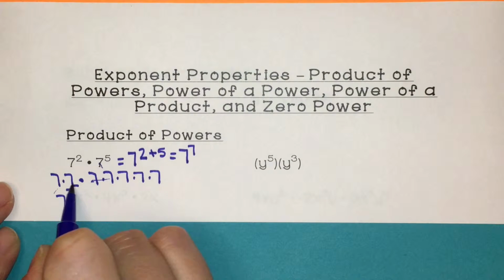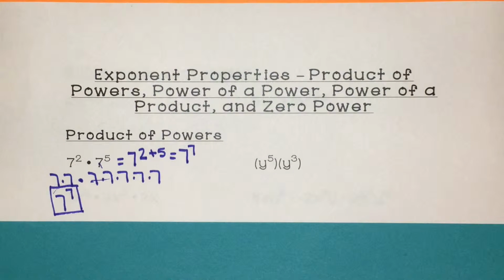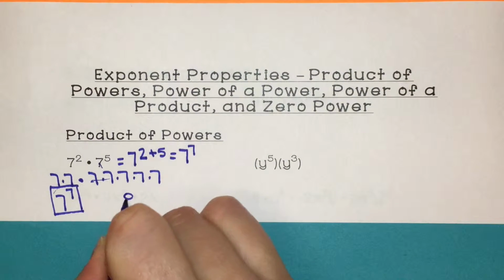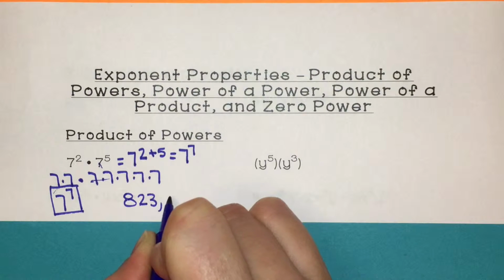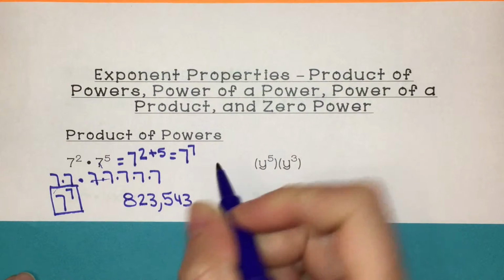Okay, so you can leave it as 7 to the power of 7, or you can multiply it out. In this case, I suggest using a calculator. We get 823,543.